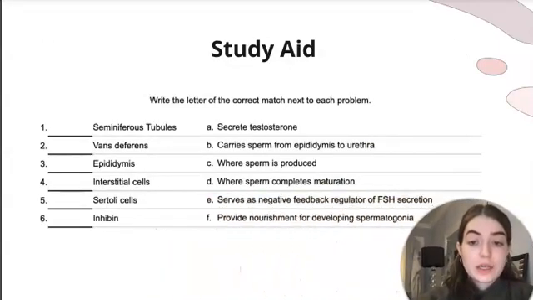Alright, so here is a quick study aid that I made that might be useful for our upcoming final exam when reviewing the male reproductive physiology section. If you'd like to pause the video to try and write the letter of the correct match next to each problem, you can feel free to do so.